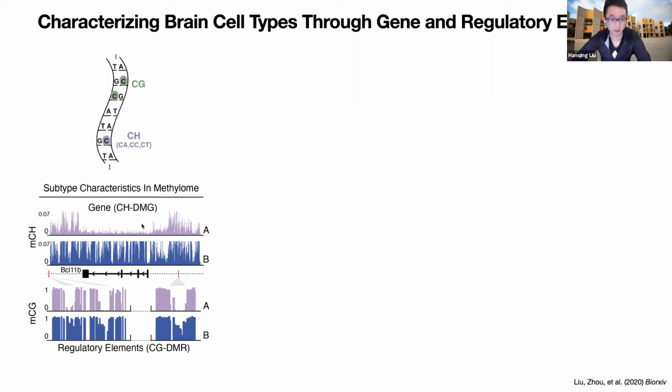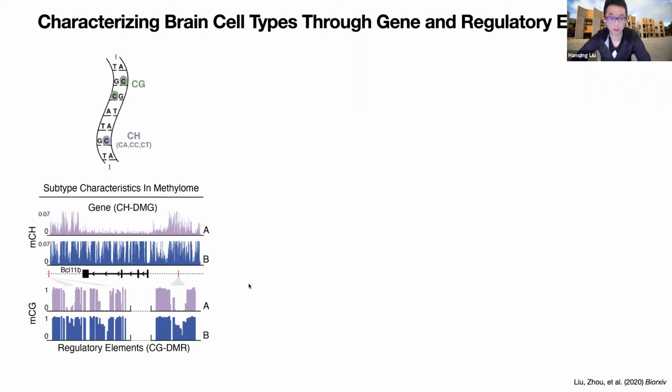So it's actually negatively correlated with expression. So for example, if in cell type A, we see this gene has hypomethylation across the gene body, this probably means that the RNA expression of this gene is highly expressed in this cell type versus the other where the gene body is hypermethylated. So in addition to the mCH, mCG is also showing cell type specificity in many of the non-coding regions that potentially correspond to regulatory elements.